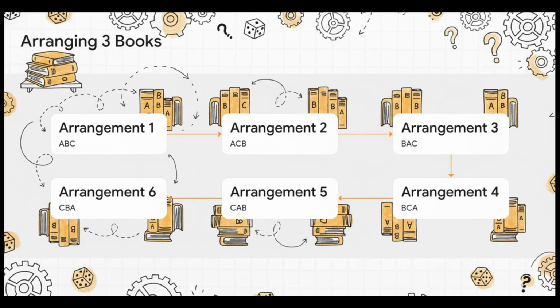And this slide shows it perfectly. Let's say you've got 3 books. We'll call them A, B, and C. How many different ways can you line them up on a bookshelf? Well, as you can see, there are 6 totally distinct ways. Putting them in the order A, B, C is a different arrangement from A, C, B. Each one of these unique lineups is a single permutation.